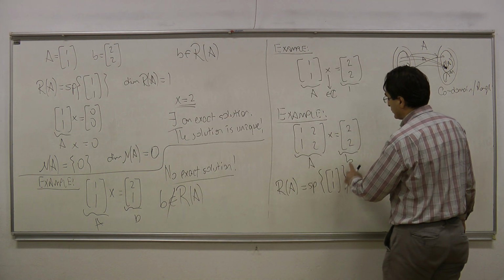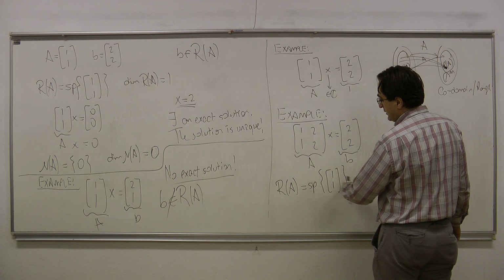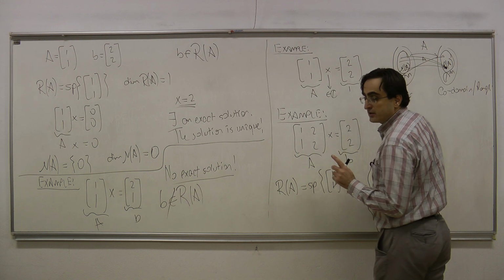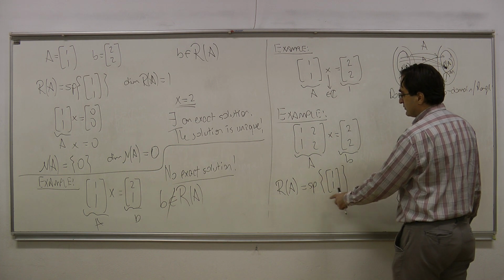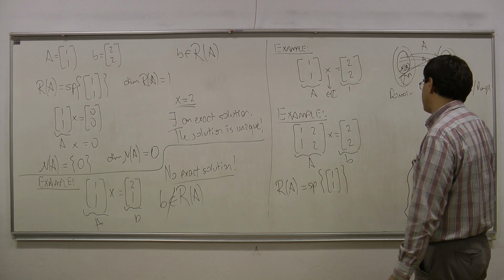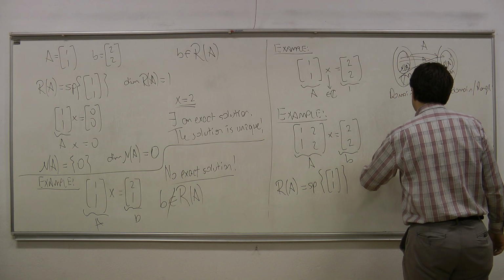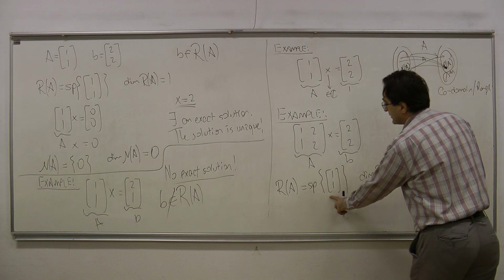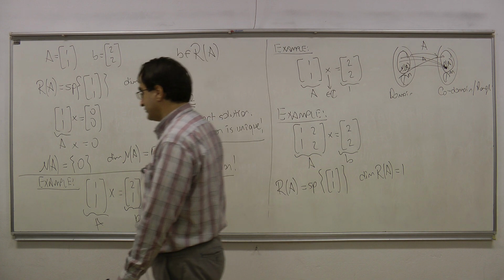If I put here also the vector 2, 2, then it would still be correct, but the set I write here would not be a basis vector. Okay? Always try to write a basis vector here with span. So now, what is the dimension of range space of A? In this case, it is again 1 because we have only a single linearly independent basis vector.